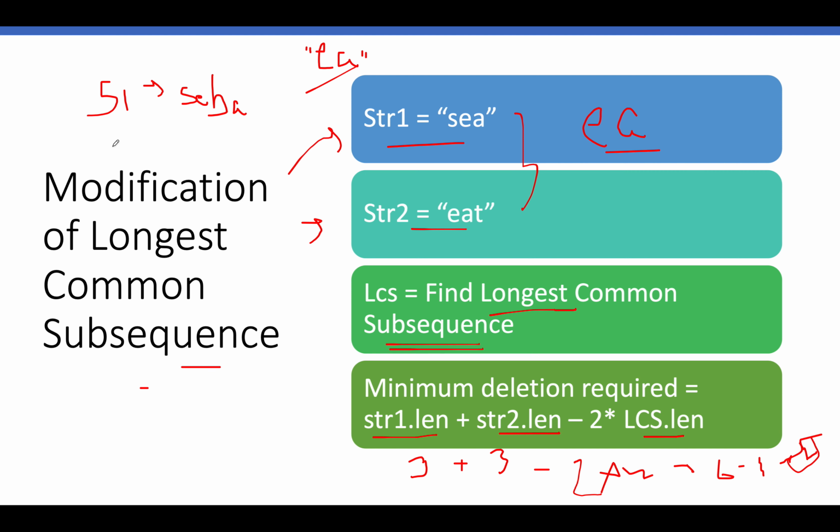Similarly, let's assume the first string is "seba" and the second string is "eat". Then we would apply the same formula and calculate the answer. In that case, "seba" is of length 4 and "eat" is of length 3, so 4 plus 3 is 7, minus 2 into 2, because the longest common subsequence is still "ea". So 7 minus 4 is 3. The answer turns out to be 3.